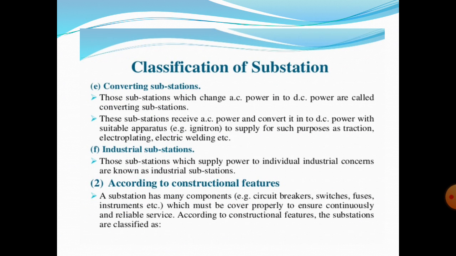Next one is converting substation, that means it converts AC power into DC power. Some of the customers need DC power, so we also give DC power supply. In this converting substation, AC power is converted into DC power with suitable apparatus to supply such purposes as traction work, electroplating works and electric welding works, etc.